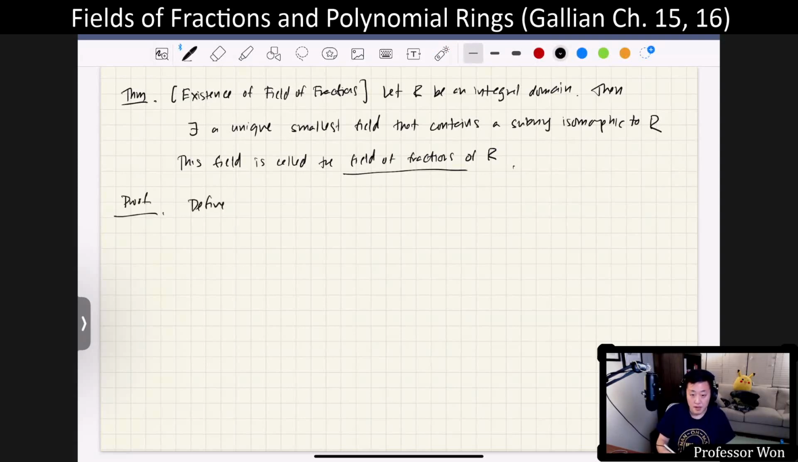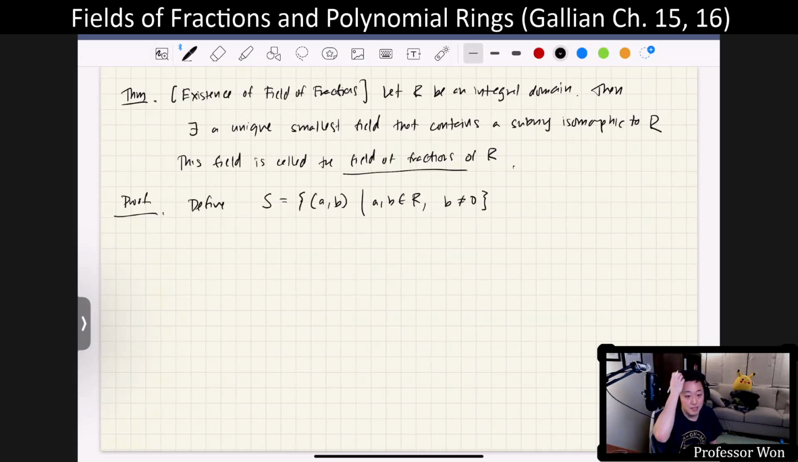I'm going to define a new set, first of all, S, to be all ordered pairs (a, b) of elements of R where b is not 0. Okay, so basically these are going to be my fractions. I'm thinking of the a's as the numerators and the b's as the denominators. And just like for the rational numbers, we don't allow 0 as a denominator because 0 is never going to have an inverse, right? Because in a field, all non-zero elements have an inverse. So you want to think of these a over b's as fractions.